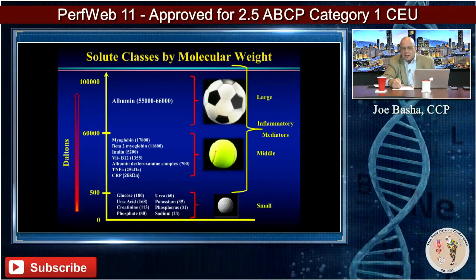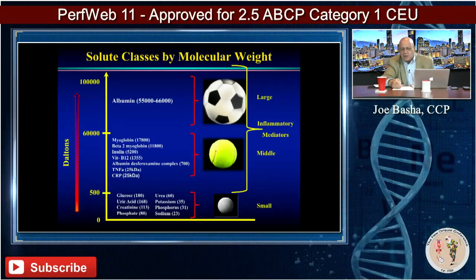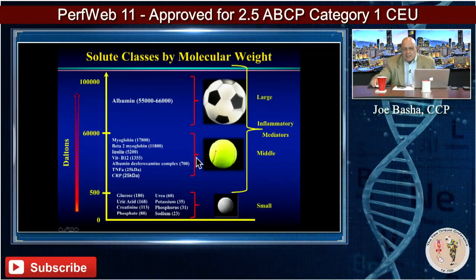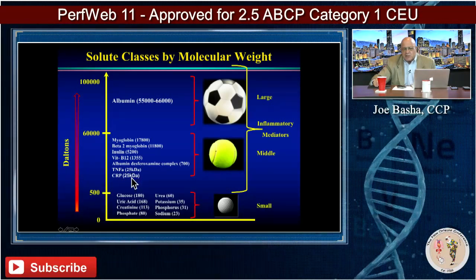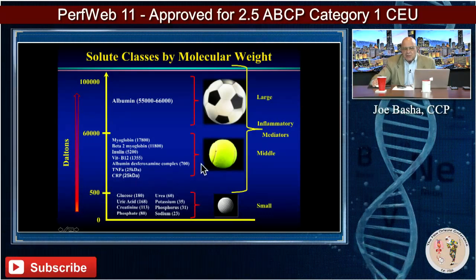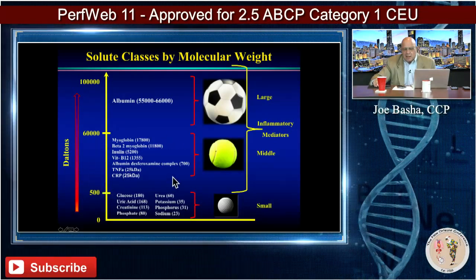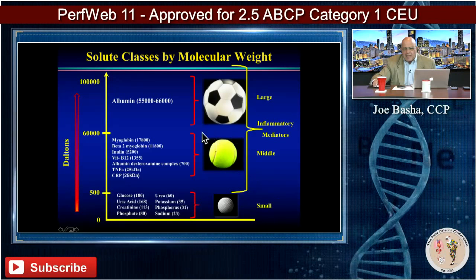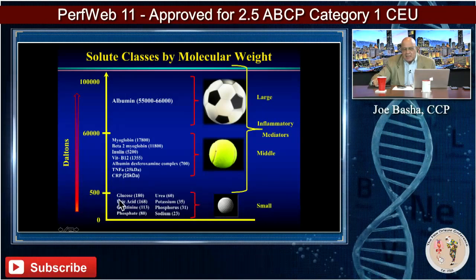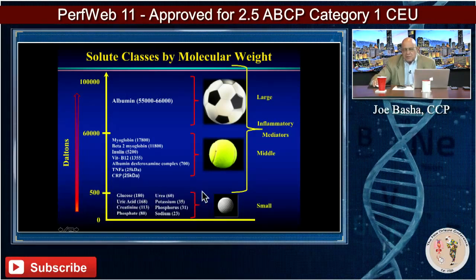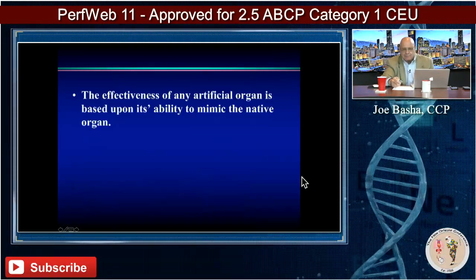So let's look at some of these molecules. I told you albumin's at 55,000 to 66,000 Daltons. The middle molecules, and I want you to focus on down here, TNF-alpha and C-reactive protein, CRP, are both in the 25,000 Dalton range. So these middle molecules in this range contain a lot of pro-inflammatory mediators that intermittent dialysis simply cannot remove. Now, you remove them also with convective therapy, probably a more appropriate way for me to say that.